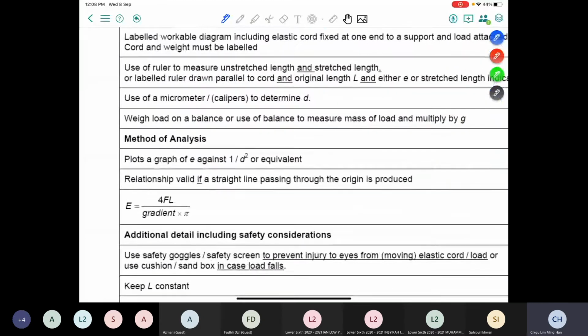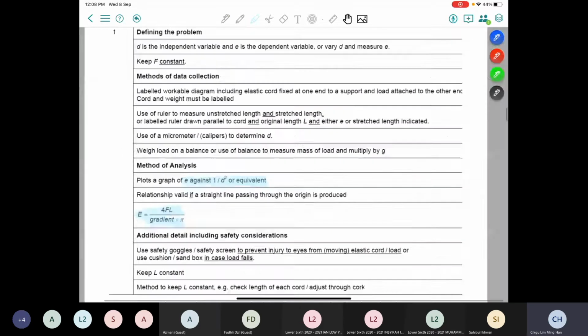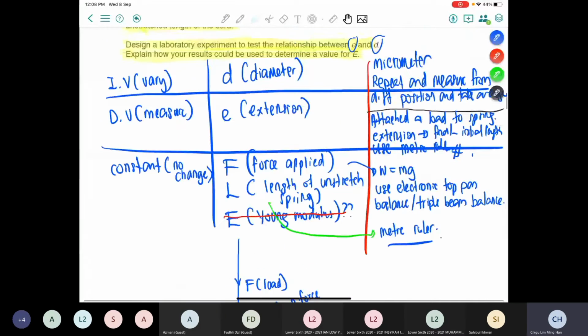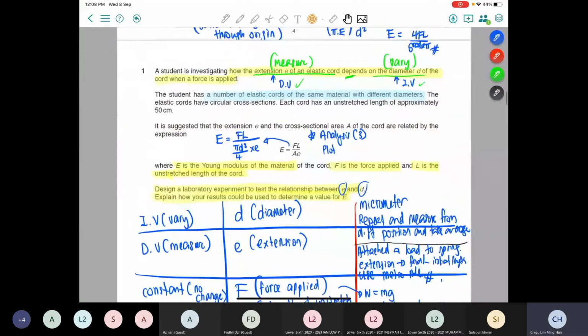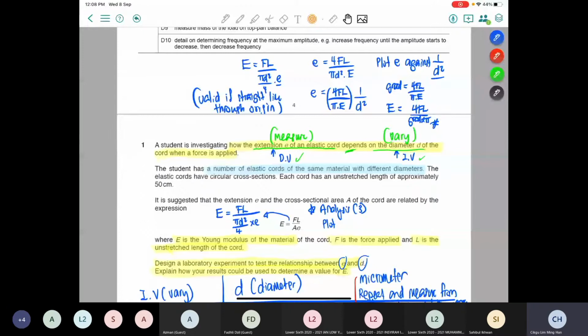Oh yeah, so E against 1 over D, and then this is your E. This one is difficult because E and the D is not a direct relation, so you need to modify the expression to include D into here. Without the D, you cannot do anything. Okay, I hope this clears a bit of your doubt. So this one you will have 1 mark when you mention it, and then 1 mark for the gradient, constant E, sorry, and then 1 mark for the validity of the straight line.